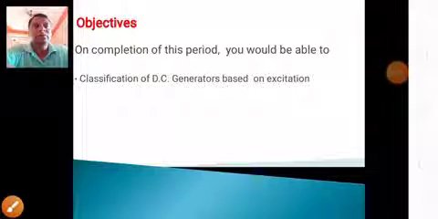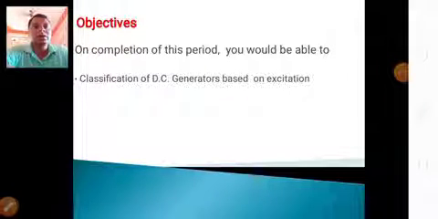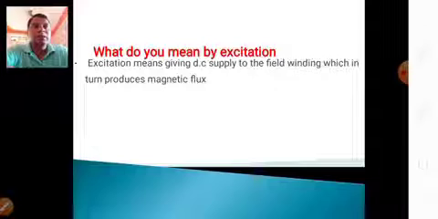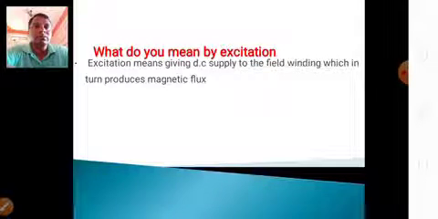And in this class, we are discussing the classification of DC generators based on excitation. Right? Different types of classification of DC generators. What is meant by excitation? Excitation means we are giving external supply to the generator to produce the magnetic flux. Excitation means giving DC supply to the field winding, which in turn produces magnetic flux.